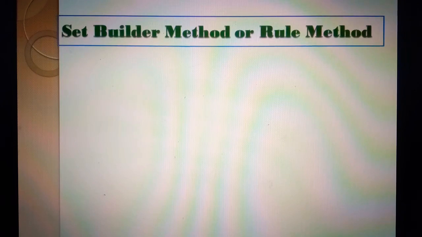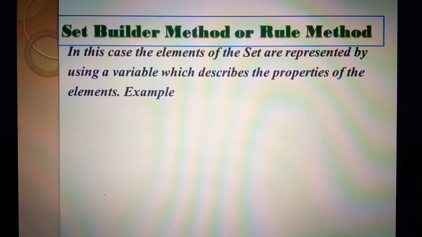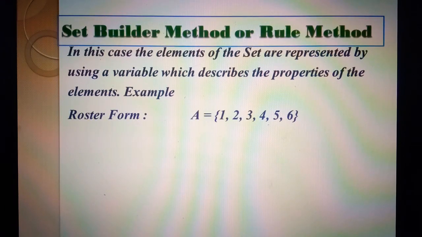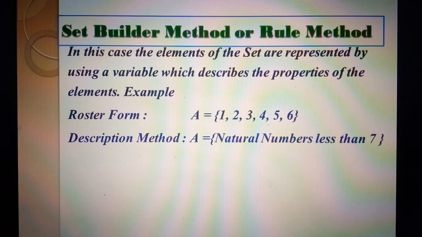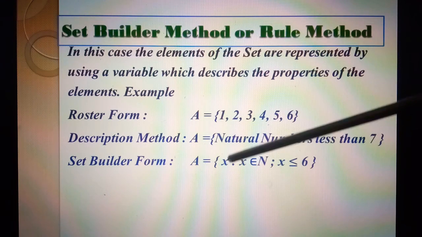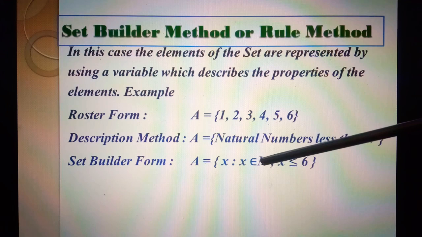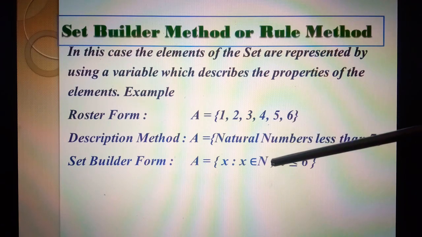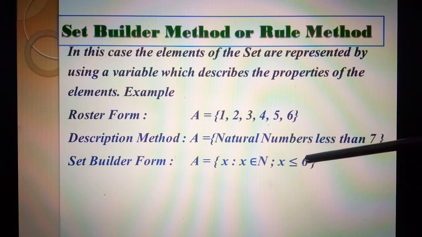The third way of representing a set is the set builder method, or rule method. In this case, the elements of the set are represented by using a variable which describes the properties of the elements. Example, in the roster form, if we have A is equal to 1, 2, 3, 4, 5, 6, which we know in the description method will be written as A is equal to natural numbers less than 7, then in the set builder form it would be A is equal to x such that x belongs to natural numbers. This is a separator, and x is less than or equal to 6.